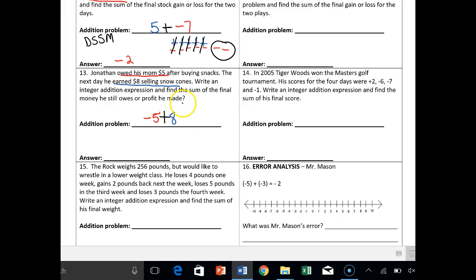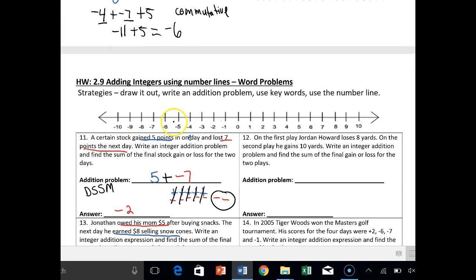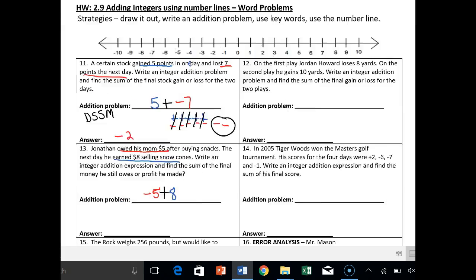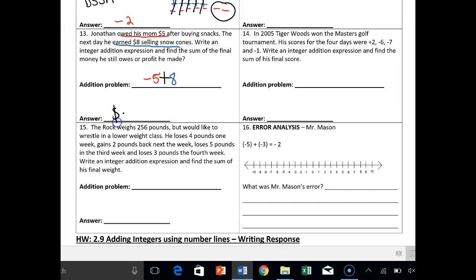So -5 plus 8. Again, you can use the number line. You can say, all right, start at -5, move right 8 times. So 1, 2, 3, 4, 5, 6, 7, 8. I end up at 3. So he made a profit of $3. I mean, that's money he can keep.